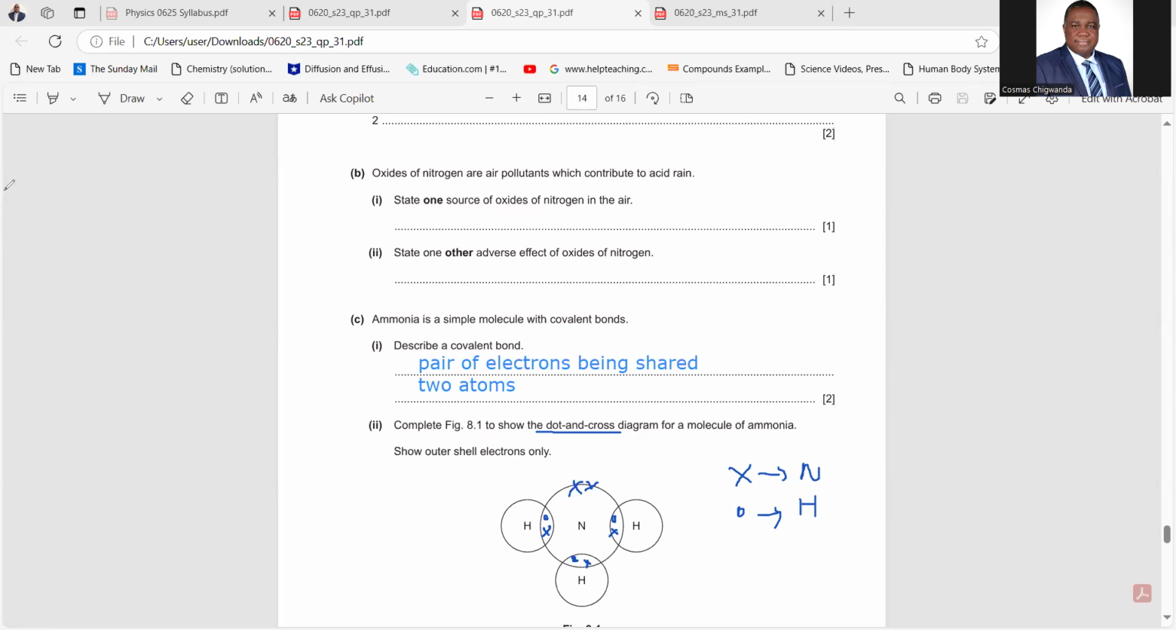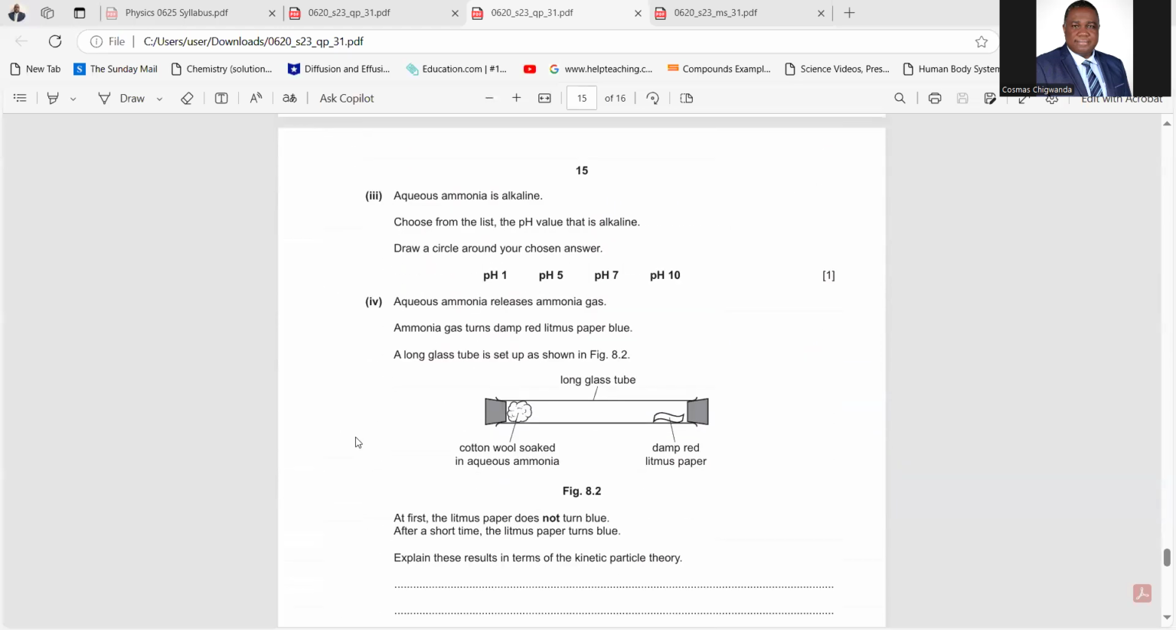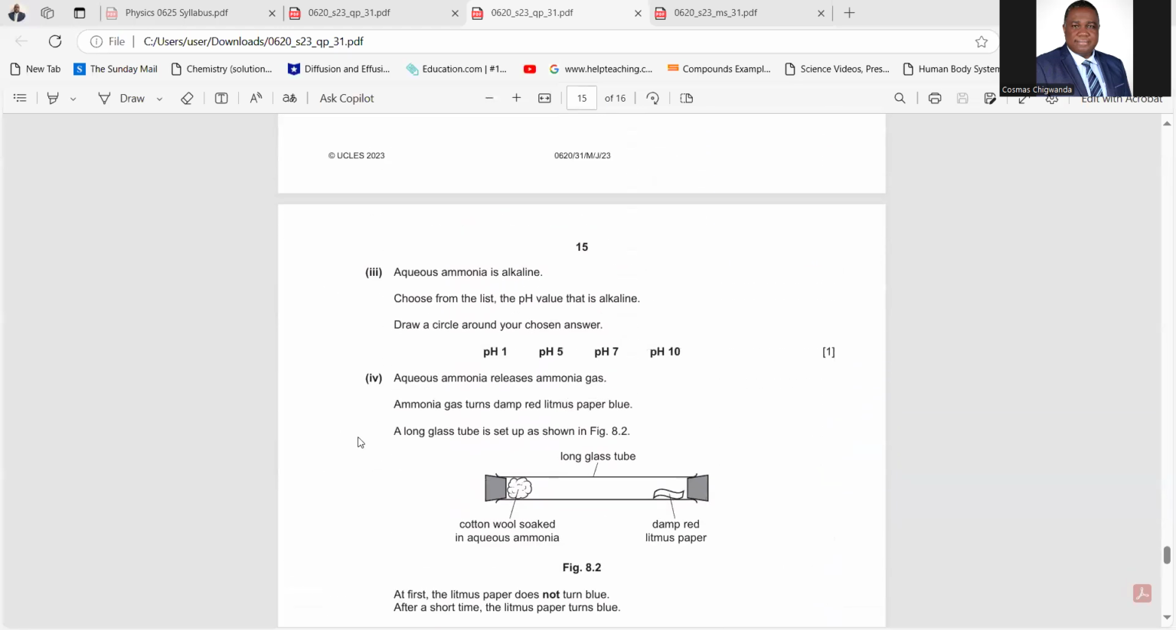And in order for me to do that, I'm going to delete all drawings so that I can move to the next page. I hope that was the last question for this exam. Okay, aqueous ammonia is alkaline. Choose from the list the pH value that is alkaline. Draw a circle around your chosen answer. Okay, right. We know that ammonia is not an acid. Okay, it's an alkaline. Okay, so it's weakly alkaline.